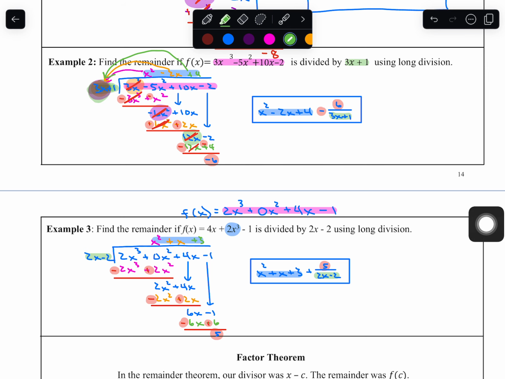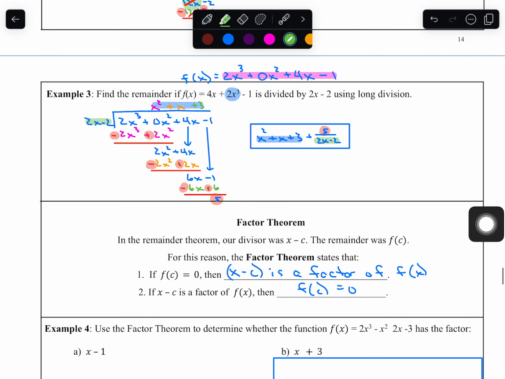Okay? So we're going to use something called the factor theorem. And this is going to help us so that we don't have to keep doing long division to see if something is a factor of a polynomial. Because trust me, long division is a pain in the butt. So we want to try to have as many shortcuts as we possibly can.